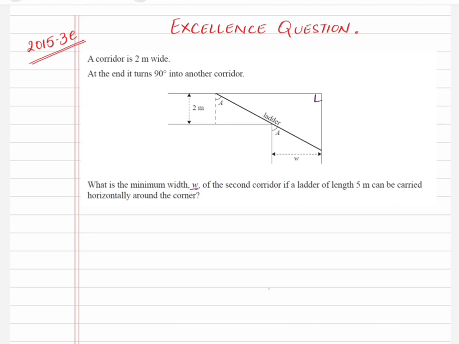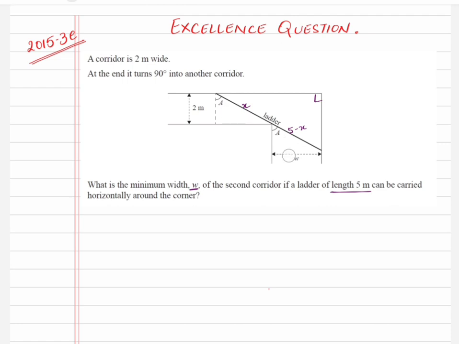What is the minimum width W of the second corridor if the ladder of length 5 meter can be carried horizontally around the corner? All right, so here we need to find the value of W. We are given A, the angles, and we have given that the ladder is 5 meter long. All right, so here we have two triangles, triangle one and triangle two. If this length be X, the remaining length is going to be 5 minus X, right?